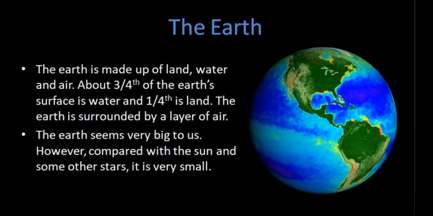So let's learn about our planet, that is the Earth. The Earth is made up of land, water, and air. About three-fourths of the Earth's surface is water, and one-fourth is land. And the Earth is surrounded by a layer of air, which is known as atmosphere. About atmosphere, you will learn in next class.